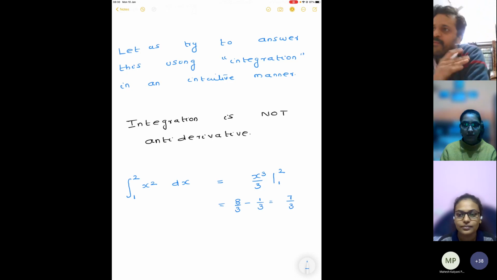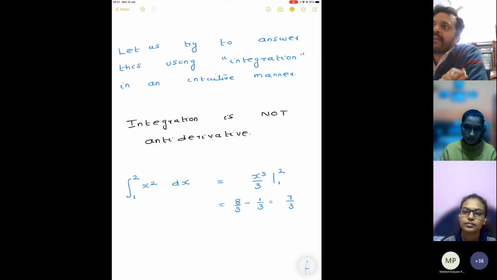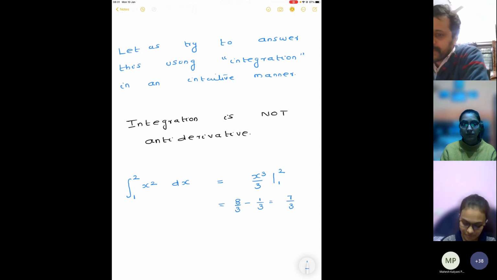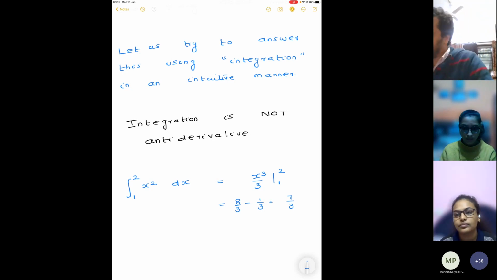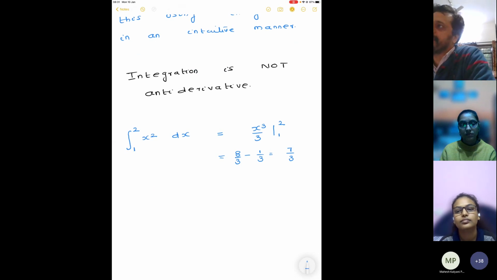Right? Well, if you are asked just to compute the integral from 1 to 2 of x square dx, this is very well accepted and this is a correct procedure. What is wrong is to think that conceptually the integral from 1 to 2 of x square dx is same as antiderivative. I am not saying the process is wrong. What is wrong is conceptually integration is not antiderivative. Okay.